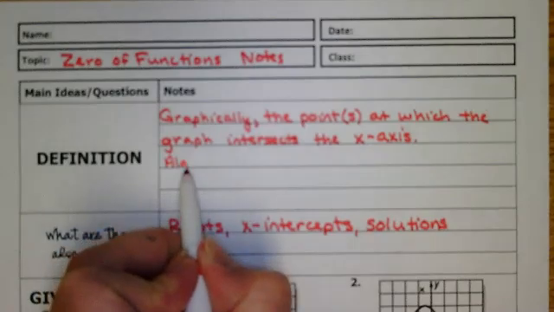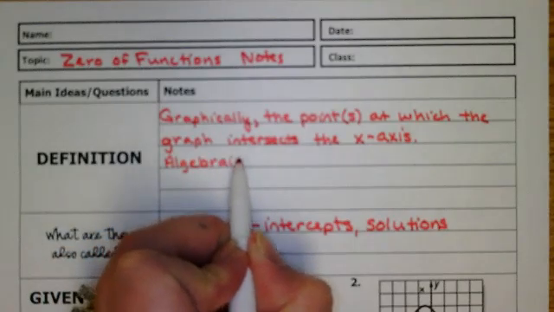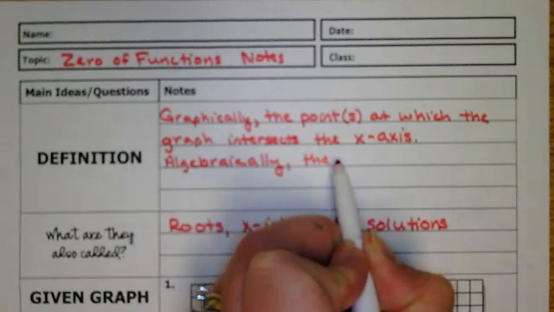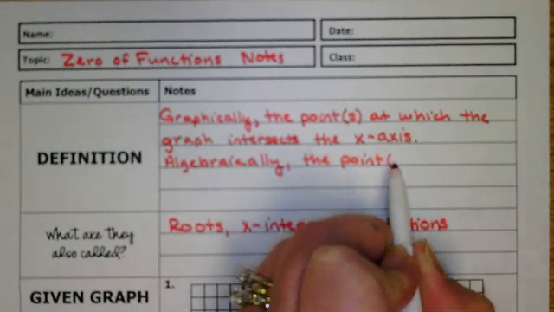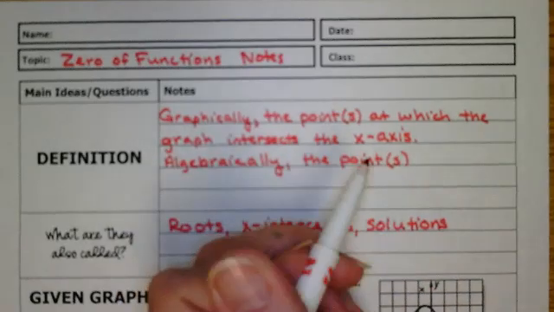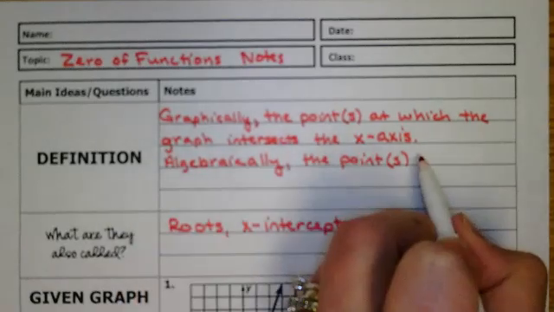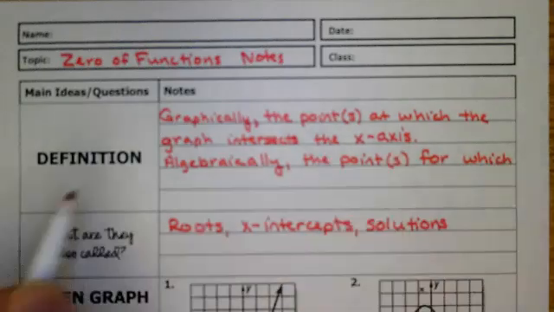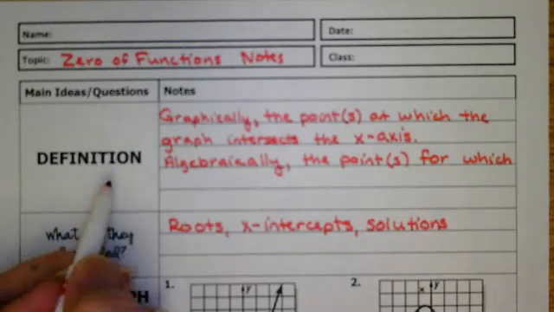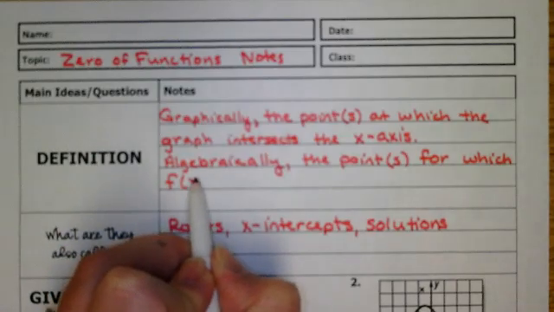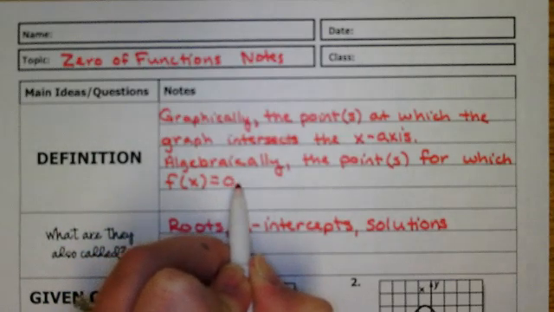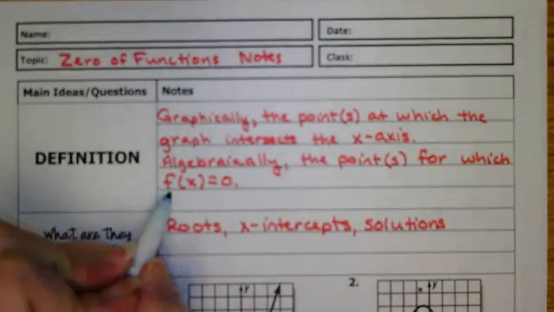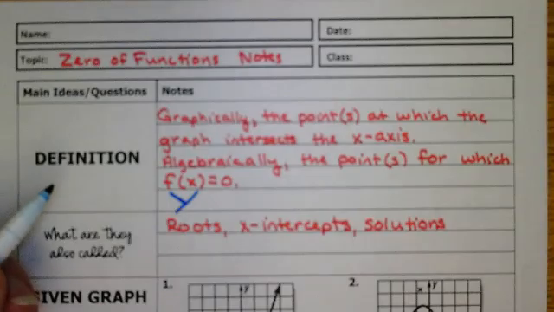Algebraically, so this is when you're given like an equation or your function. The points, so depending, there might be one, there might be two, sometimes there might be more than two, depending on the type of function. So algebraically, it's the points for which f of x is going to equal 0. And let me remind you, we have mentioned this before, f of x is basically a fancy way of saying, what is your y?